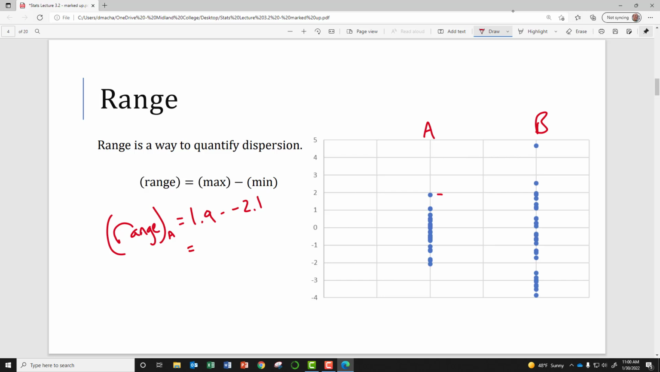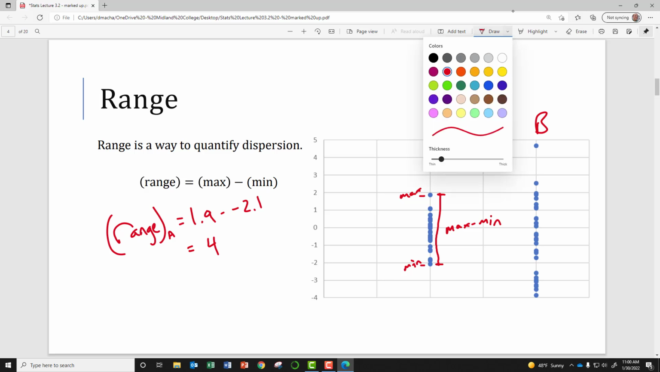So this difference here between the max and the min, this is my range, which is just max minus min. Okay. And this is like 4. So this first A data set has a range of 4.